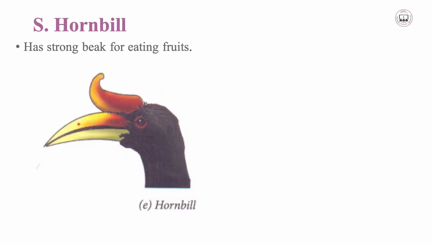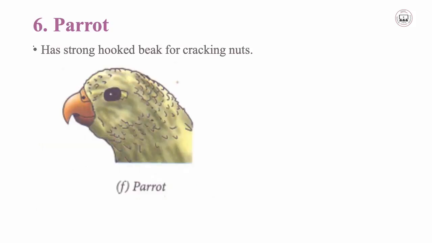Now, we also have the hornbill. The hornbill has a strong beak for eating fruits. This bird eats fruits as much of its food. Now, the parrot has a strong hooked beak for cracking nuts. So this is what we are referring to as the strong hooked beak. So this is a parrot.